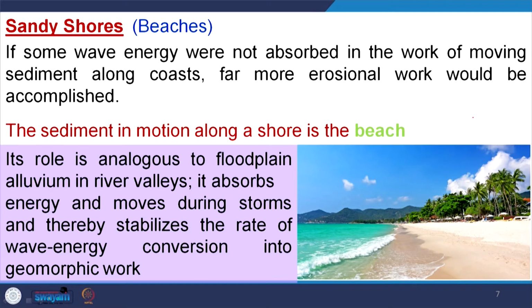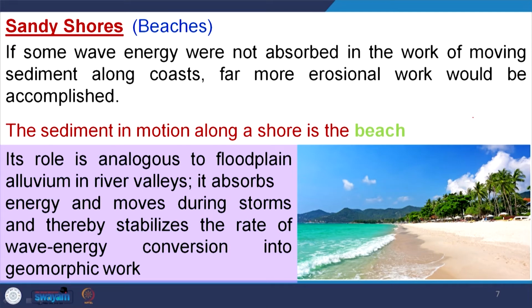Some of this coast is sandy coast, some of it is rocky coast, gravelly coast. So, depending upon the material available, we can classify the coast into sandy, gravelly, rocky, like that. If some wave energy were not absorbed in the work of moving sediments along the coast, far more erosional work would be accomplished. So, the sediments in motion along the shore is the beach.